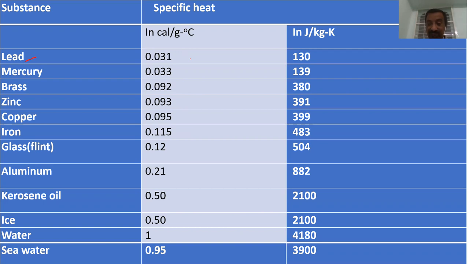Similarly, they ask some questions from the table. For example, what is the SI unit of specific heat? The answer is joule per kilogram Kelvin. Next, they may ask which metal is best for cooking utensils, giving some substances in a table.